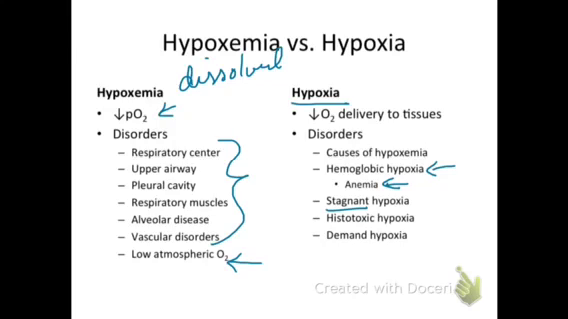Stagnant hypoxia is when there's poor blood circulation, such as with shock or infarcts. Histotoxic hypoxia is when oxygen makes it to the tissues, but then at the tissues it's not used. That can occur with cyanide poisoning. And then lastly, demand hypoxia is when tissues demand large quantities of oxygen. This is seen with hyperthyroidism sometimes, and also hyperthermia.